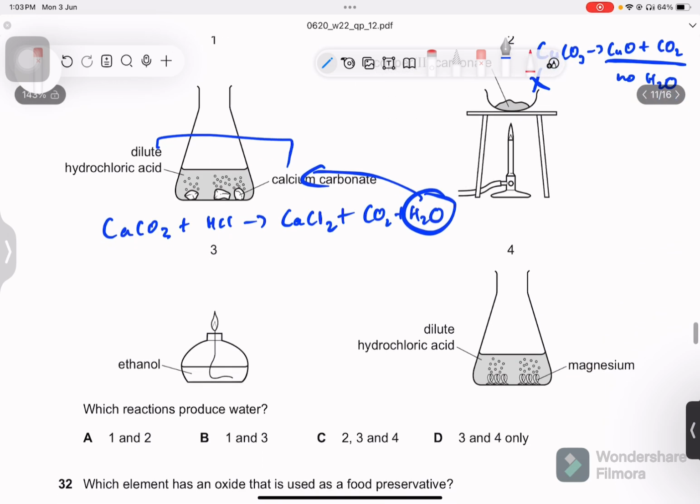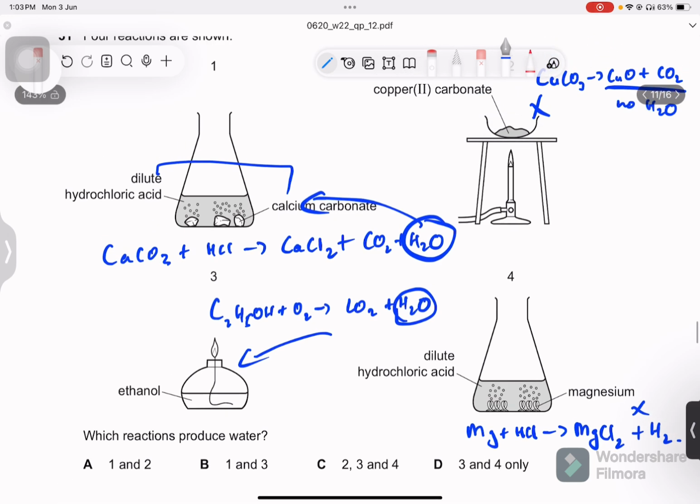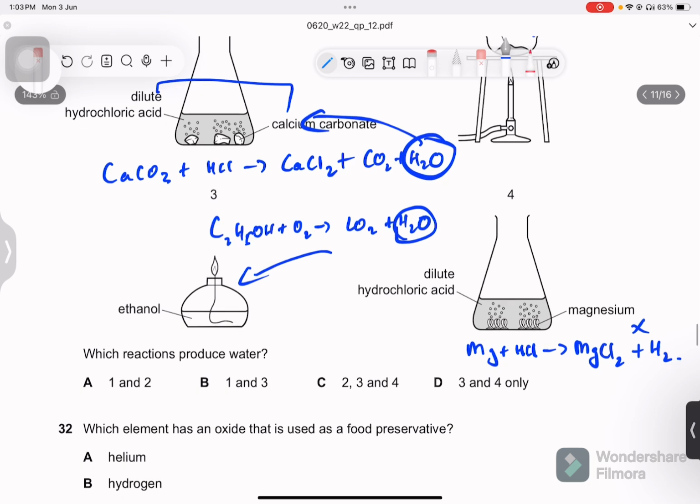Incorrect. Three, ethanol. When ethanol, C2H5OH, reacts with oxygen, it produces carbon dioxide and water. So water is produced. Next, HCl reacting with magnesium. Magnesium plus HCl produces magnesium chloride plus hydrogen gas. So no water, only option 3 and 1. So 1 and 3, which is B. B is the correct answer.